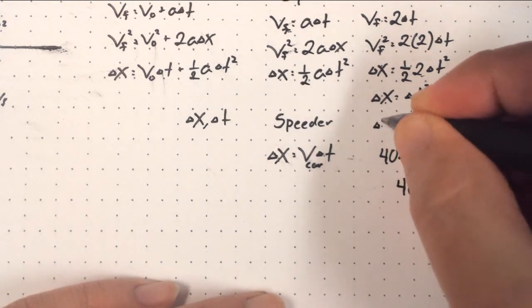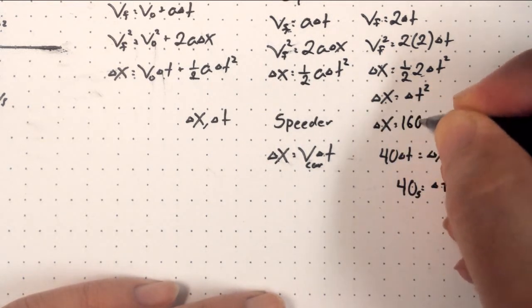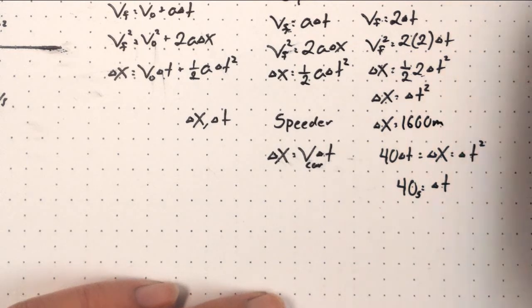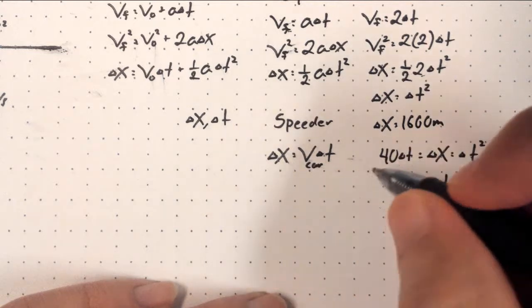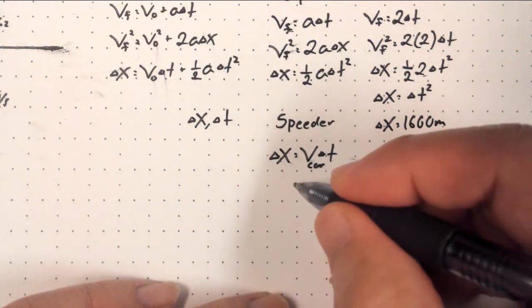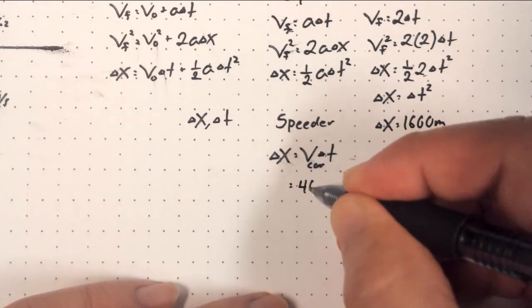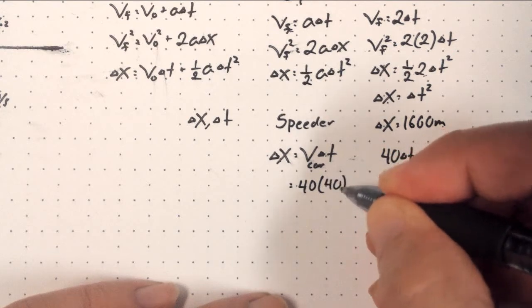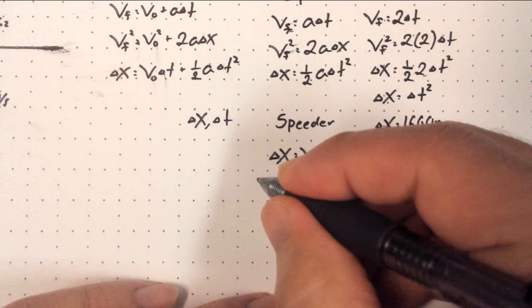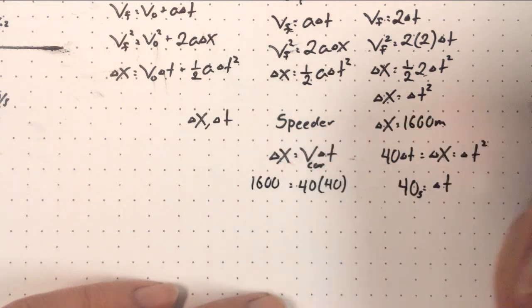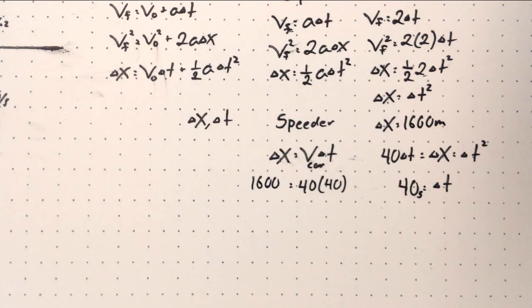So the change in position is going to be 1600 for the cop. And if you're curious, or if you want to double check, the speeder should have the exact same value, and we know that the speeder's velocity is going to be 40, and the time is going to be 40, so that should work out. 40 times 40, that should be 1600 as well. So about a mile is how far it takes for the cop to catch up to the speeder.